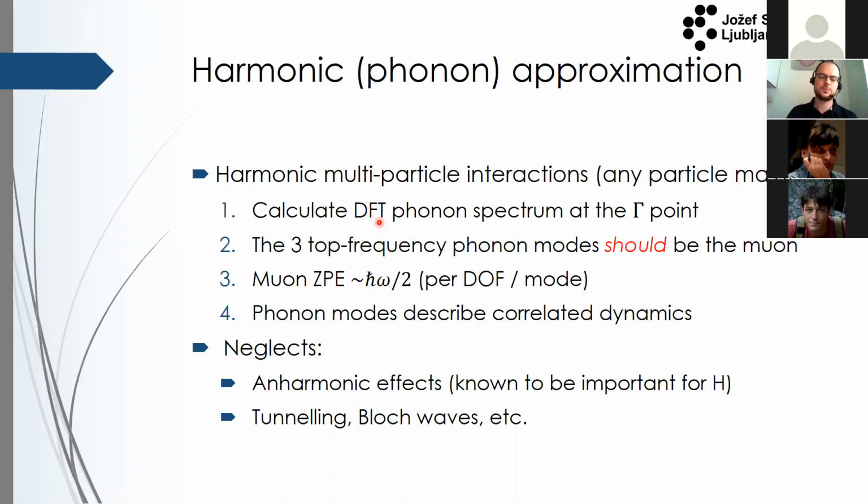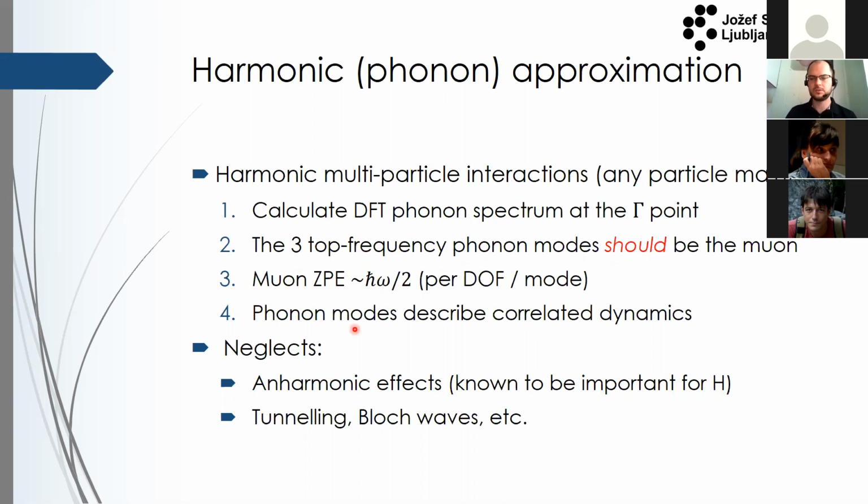Okay, so once we calculate the phonon spectrum, we take the top 3 frequency phonon modes because the muon is supposedly the lightest thing inside the crystal aside from electrons. Those should correspond to the muon motion. And then we know exactly that the 0-point energy is h bar omega over 2 for each of those modes.